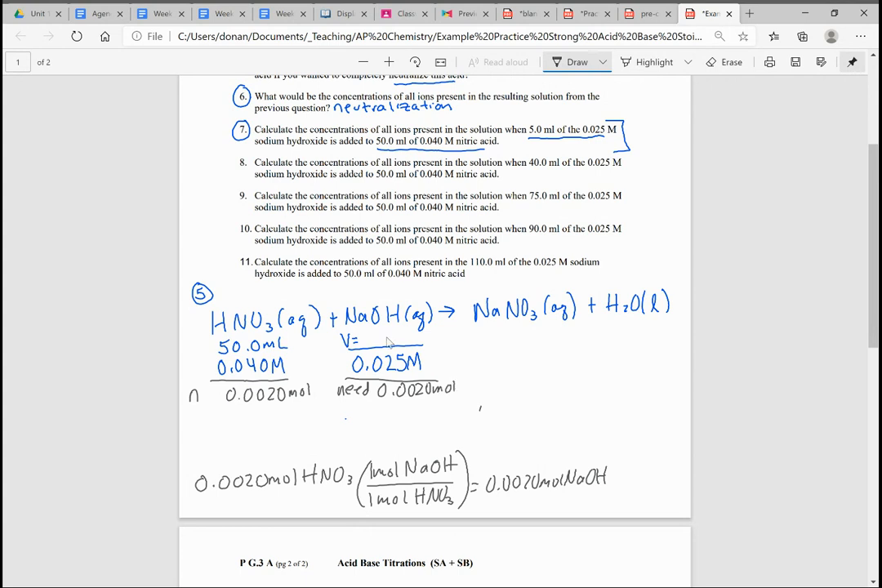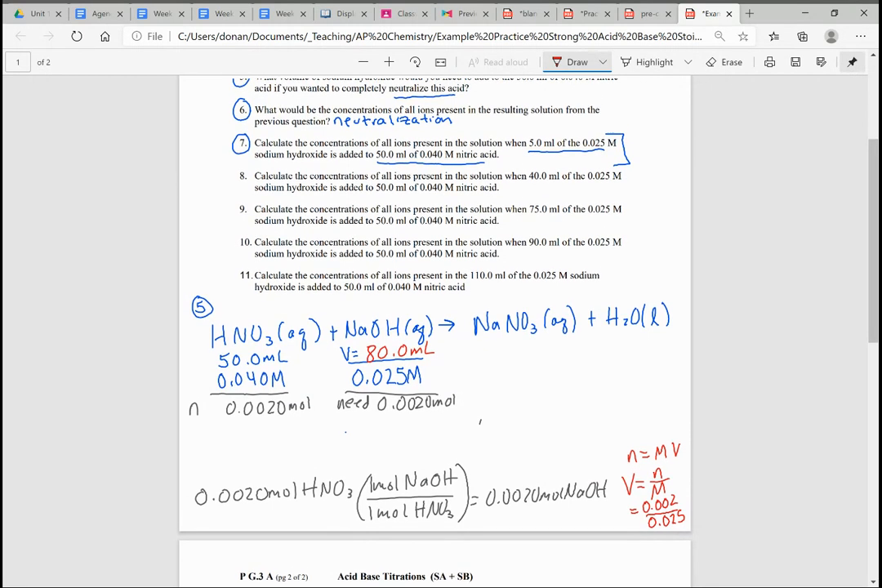And then I can find the volume because I know that when we're doing solutions, n is equal to M times V. So the volume is going to equal n over M. And so the volume that I need is going to be 0.002 moles divided by the molarity, 0.025. And we find that we need 0.08 liters or 80 milliliters. That's what we need. Okay, so that's the answer to number 5. For number 5, we need 80 milliliters.